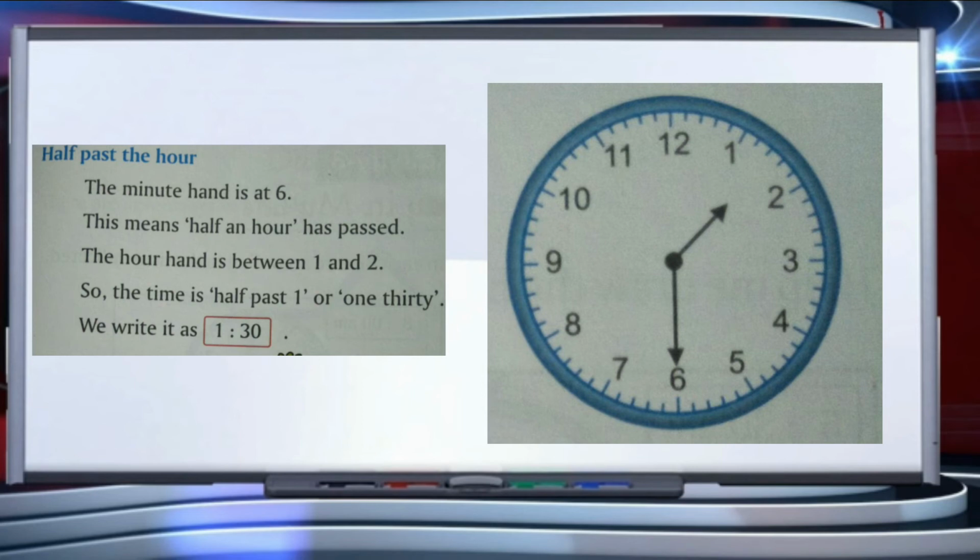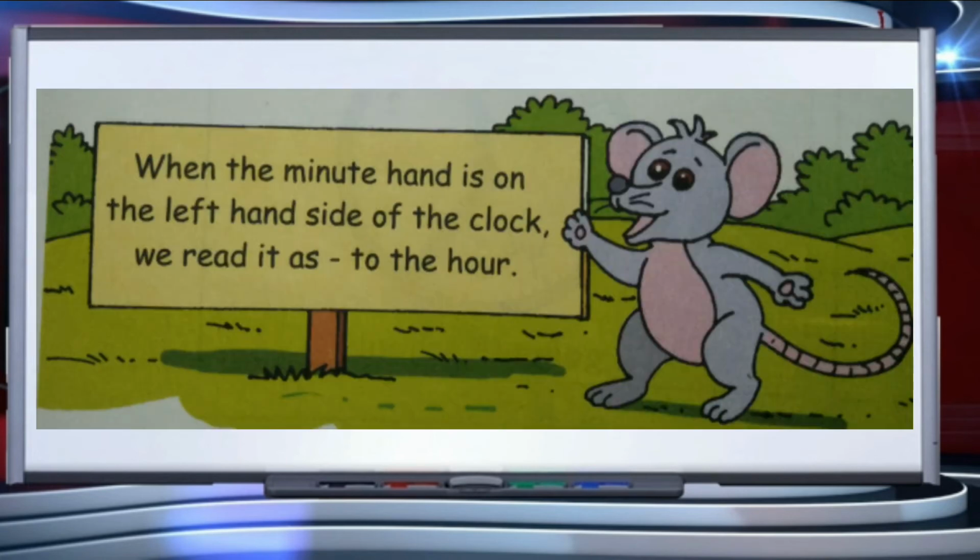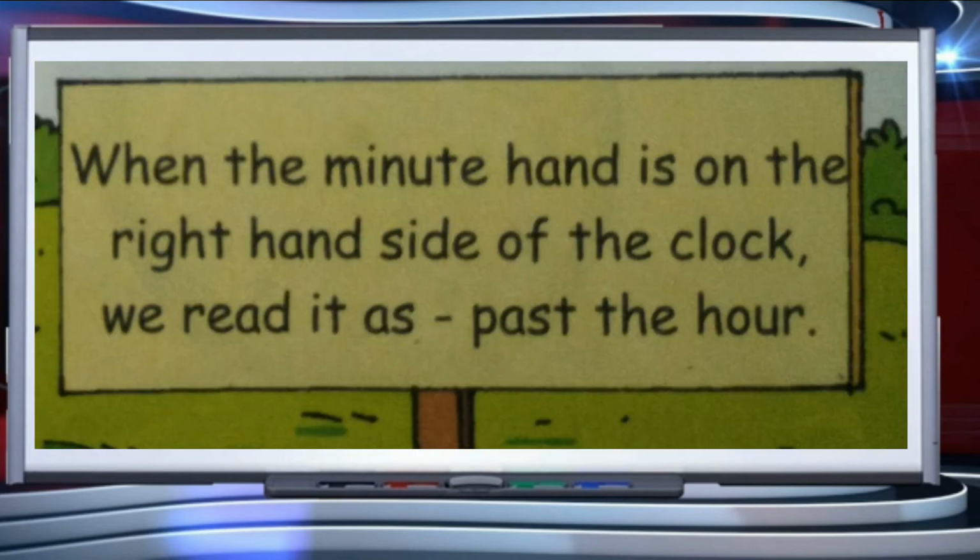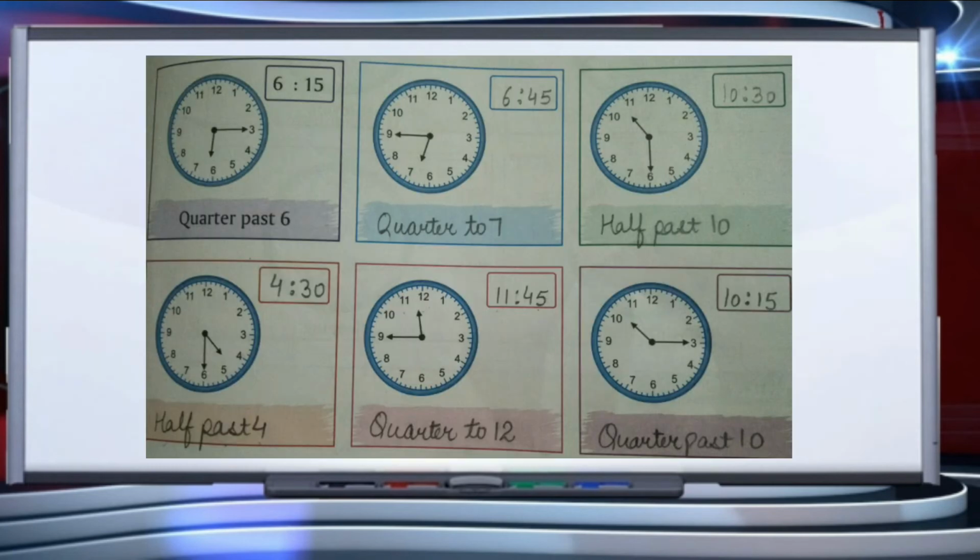Now when the minute hand is on the left hand side of the clock, we read it as to the hour. And when the minute hand is on the right hand side of the clock, we read it as past the hour. Now we will do activity 2 based on this. Write the time as indicated in each clock.